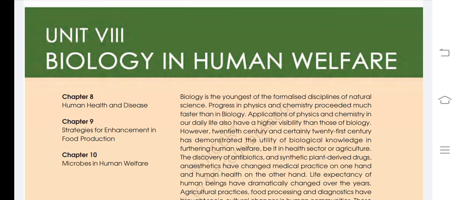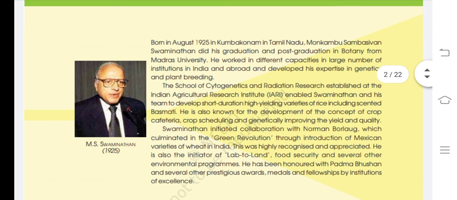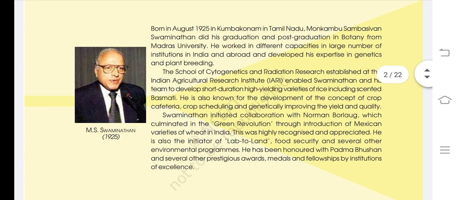As we all know, in every single unit of biology there's a mention of a scientist. So here in this unit it's about M.S. Swaminathan. He was born in August 1925 in Kumbakonam in Tamil Nadu. Monkombu Sambasivan Swaminathan did his graduation and post-graduation in botany from Madras University.